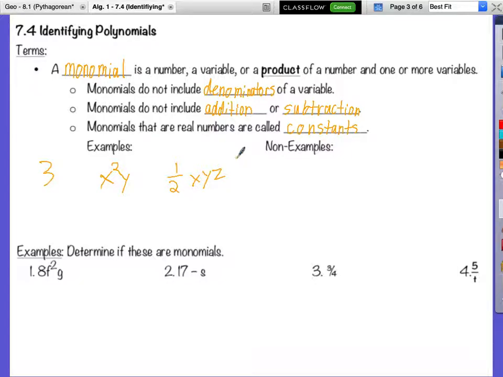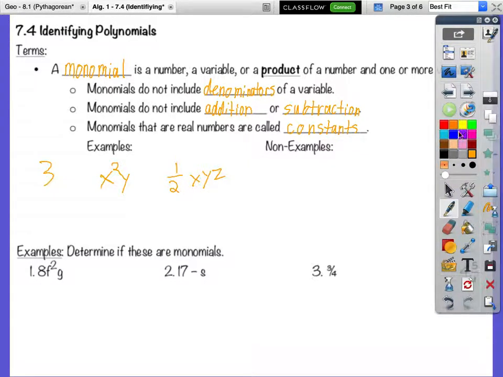What's a non-example mean? What does it mean for something to be a non-example? 1 plus 2. Okay, so you guys are thinking of non-examples. That's awesome. So what's it mean to be a non-example? What does that mean in general? So the example is something that is true for this, right? So the non-example would be something that's not true. Does that make sense? Okay, so that's kind of what I was trying to get at.